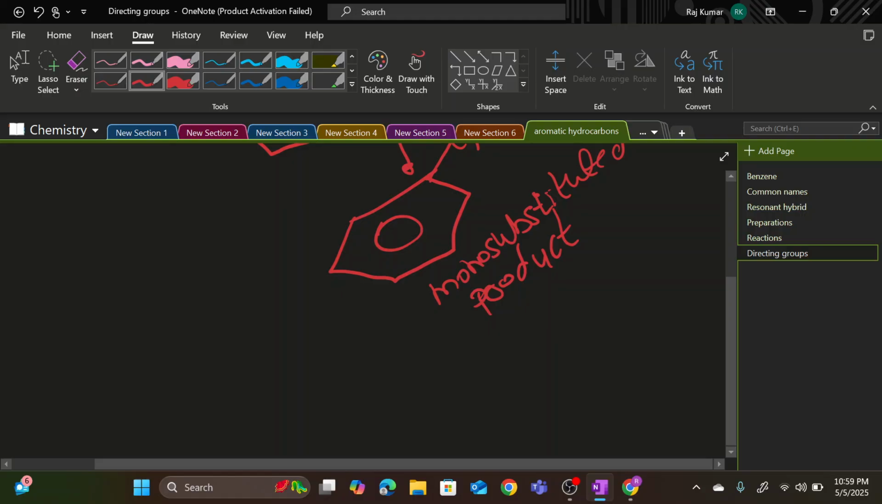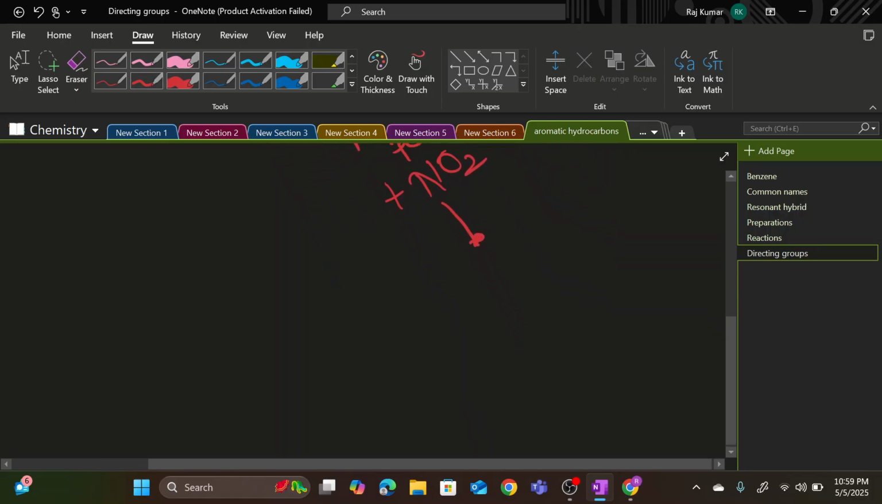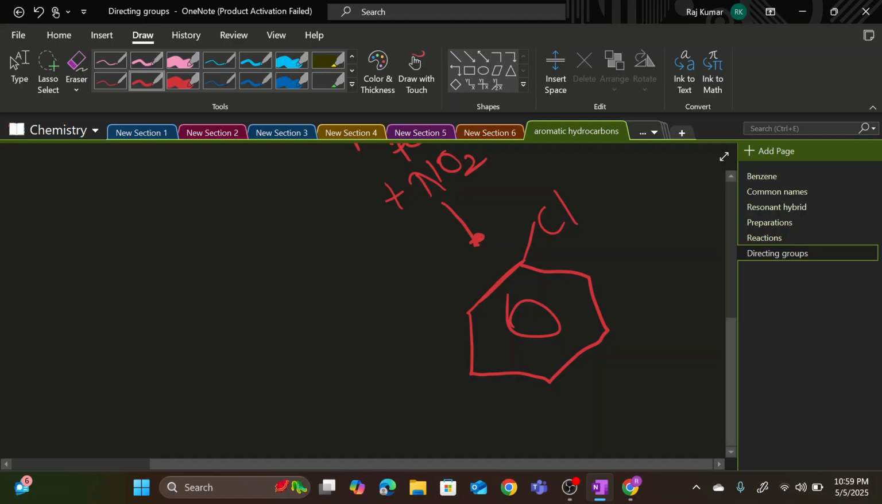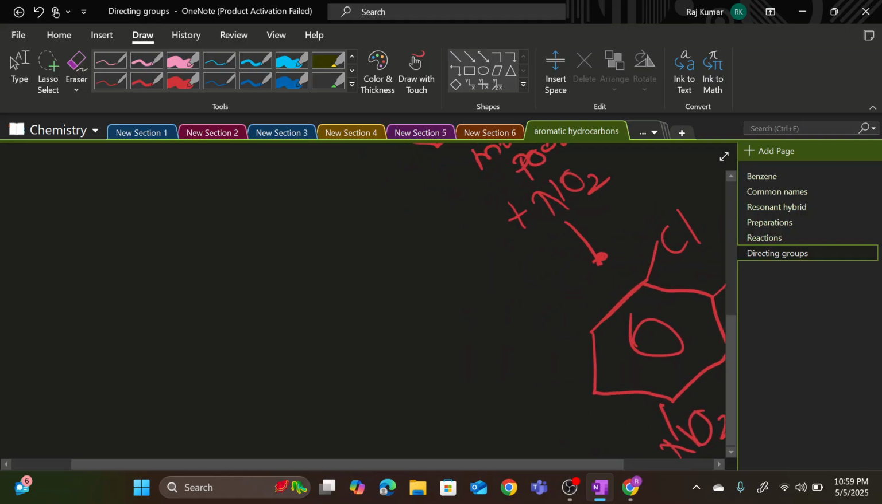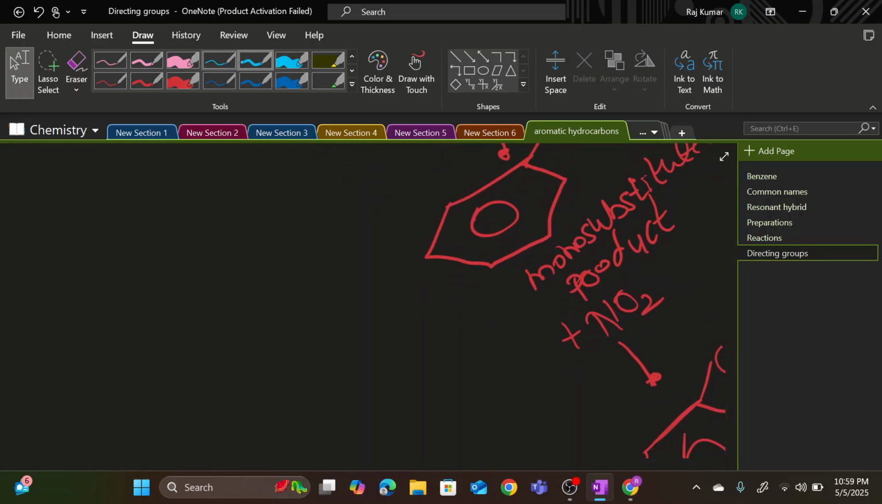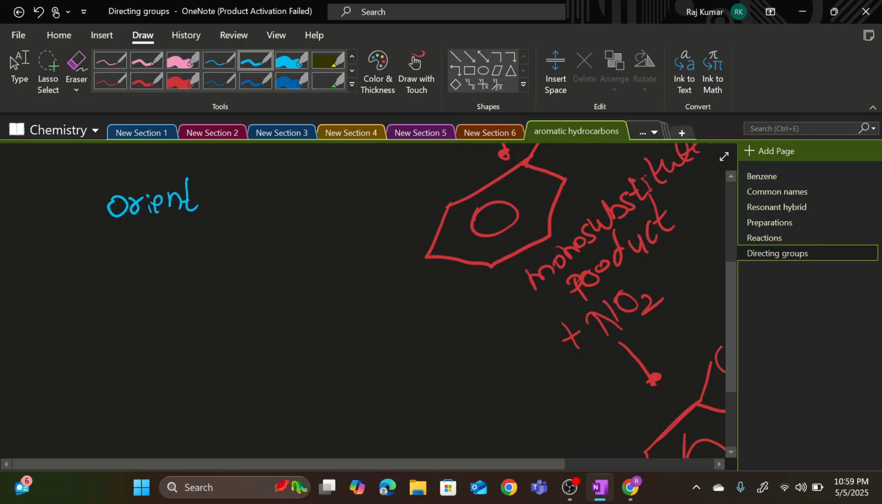But let's say I want to add one more group, let's say a nitro group in it, then it will basically produce this. It will have a chloro group, and the first substituent will direct the position of the second substituent, right? So the second substituent, the nitro group, would be directed either on the ortho position or on the para position, and that is basically an effect known as the orienting effect.